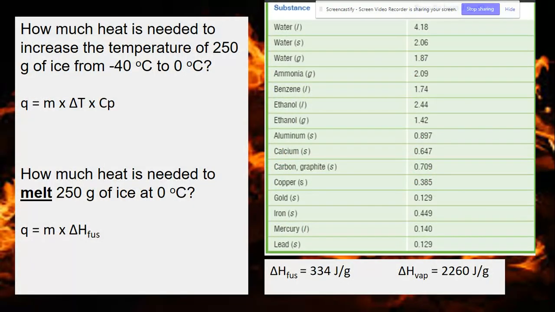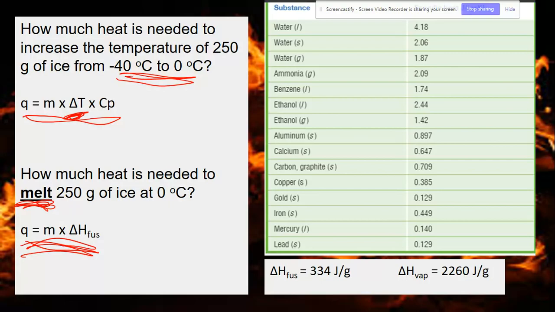So the trick to these is trying to figure out, which do I use? Do I use this equation or this equation? And the things you're looking for are, if a change in state is mentioned, then you're going to need to use an equation with a delta H. If a change in temperature is mentioned, change in temperature is important for that specific heat one.